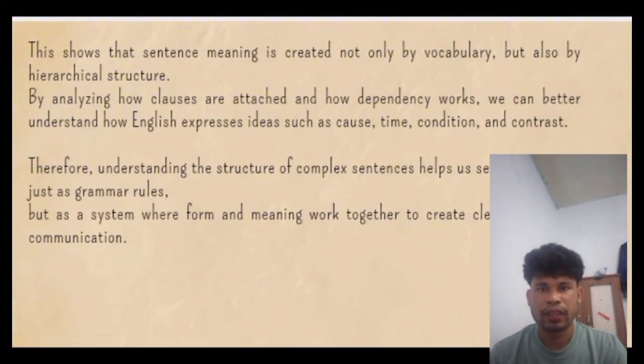the critical structure. By analyzing how clauses are attached and how different words work, we can better understand how English expresses cause, time, condition, and contrast.